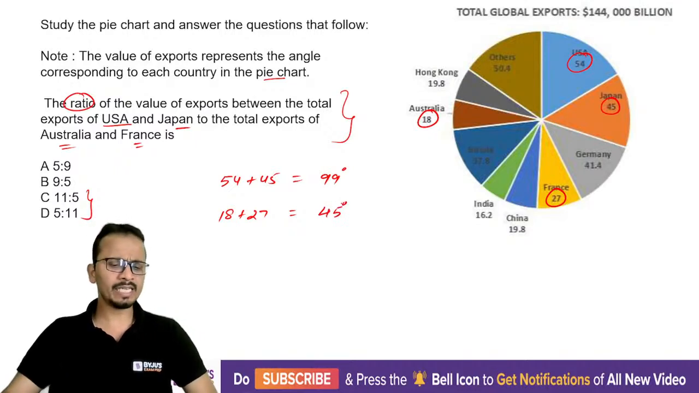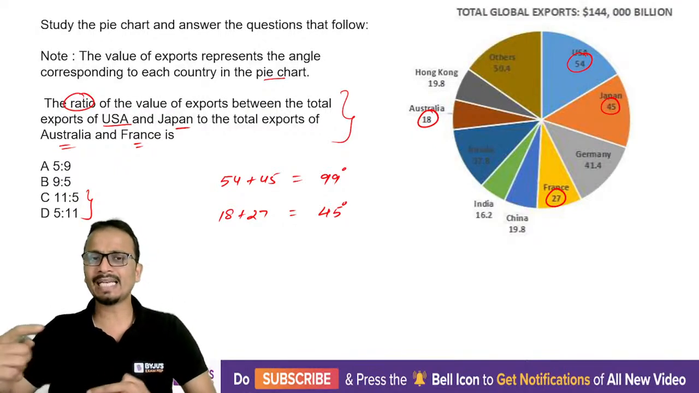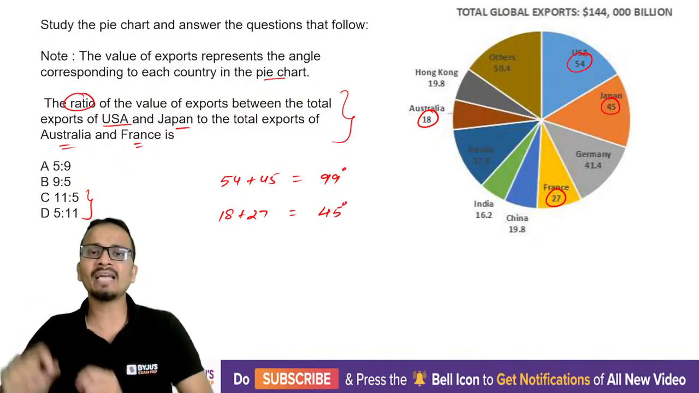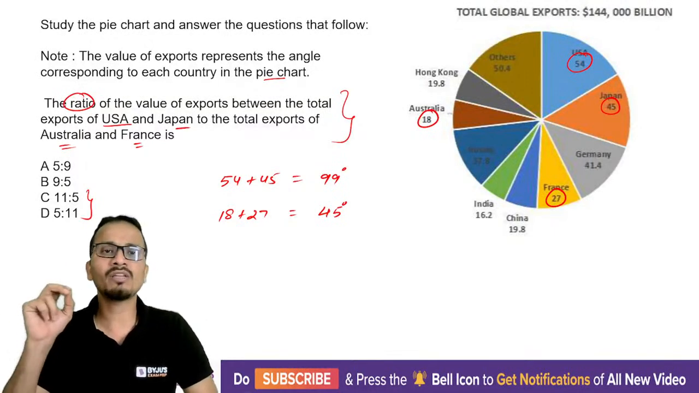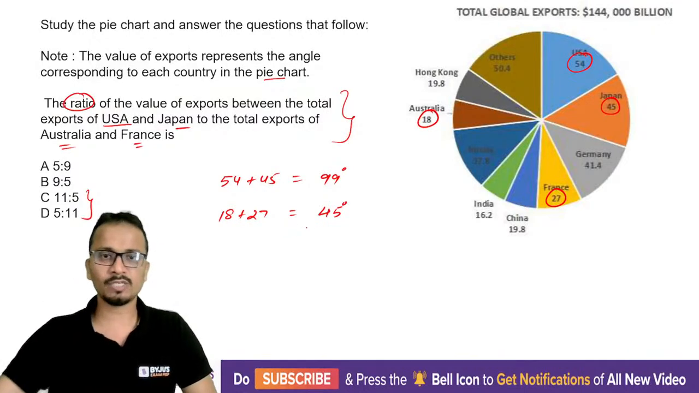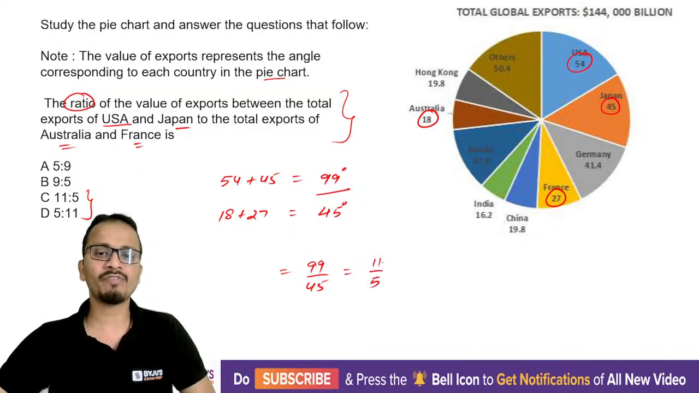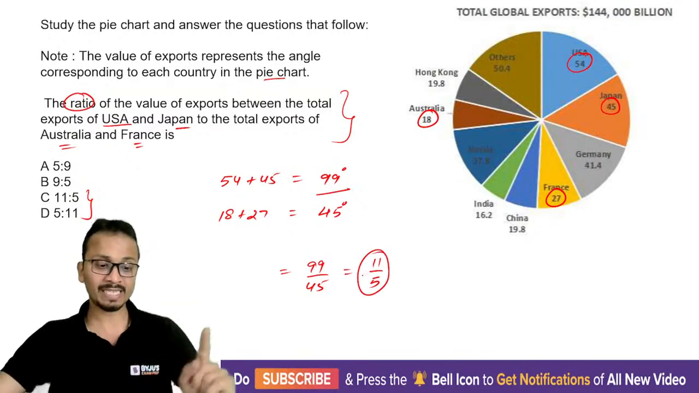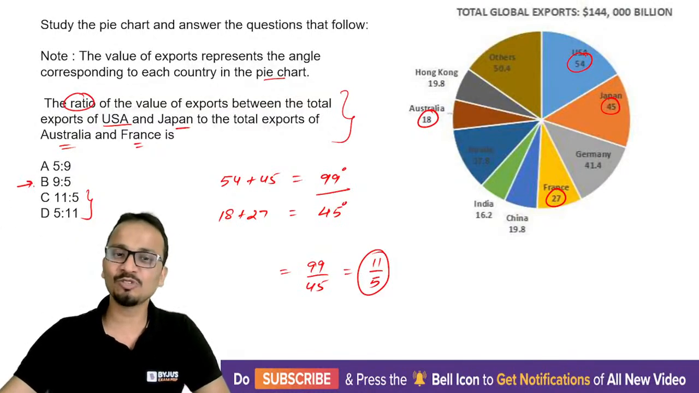Now, my dear friends, in case you have to find out the ratio here, what you can do is you can directly calculate the ratio of the angles covered by these countries. There is no need to find out the value of the exports for these countries. Okay, so directly just calculate the ratio here. So answer will be 99 upon 45. I'll take 9 common. So 11 upon 5 should be your answer. Respectively, 11:5. Now, some of you have given 9:5.